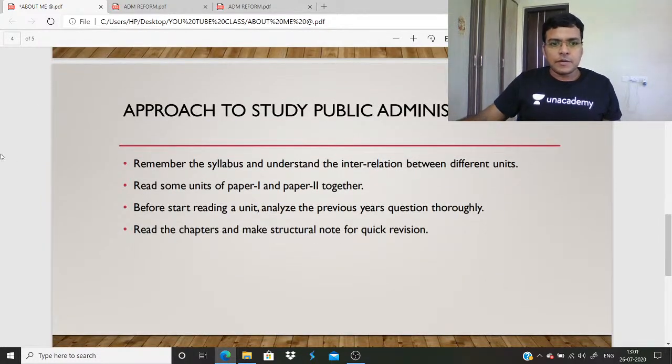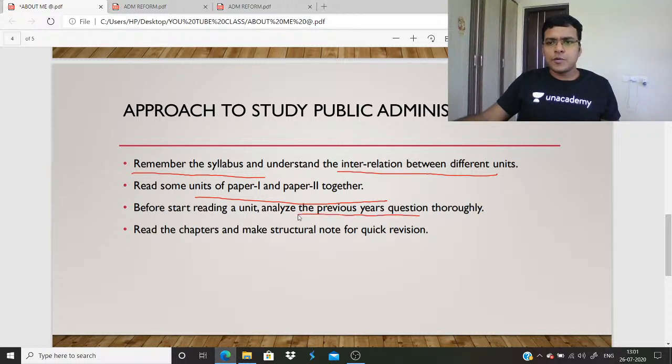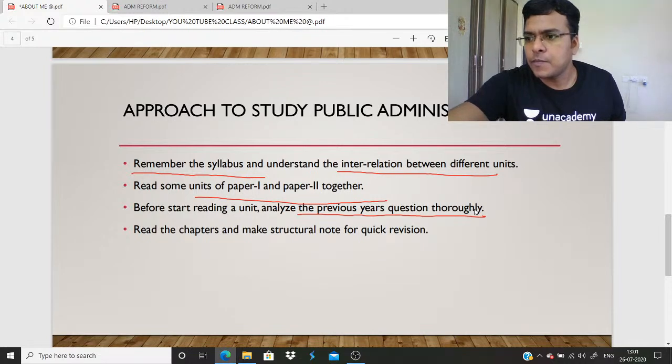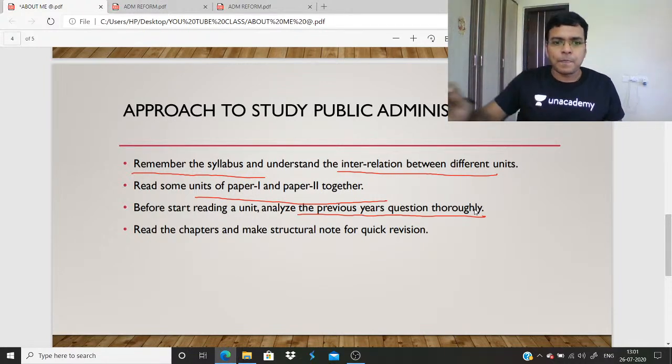Same thing I repeat for new students who joined today. Remember the syllabus to understand the interrelation between different parts. Read some units of paper 1 and 2 together. Before you start reading a unit, analyze the previous year question paper thoroughly.